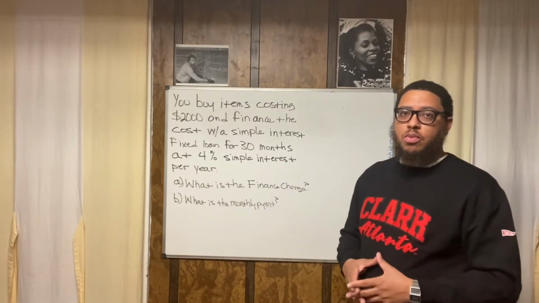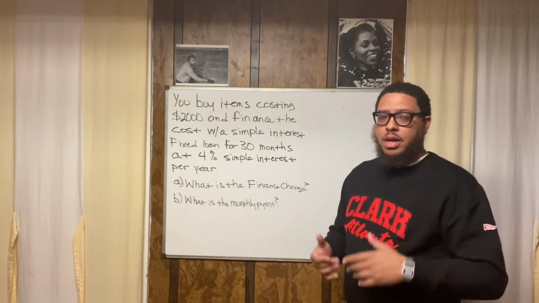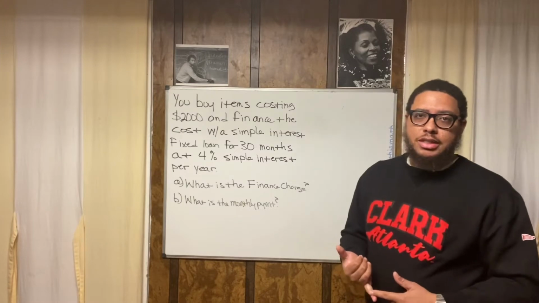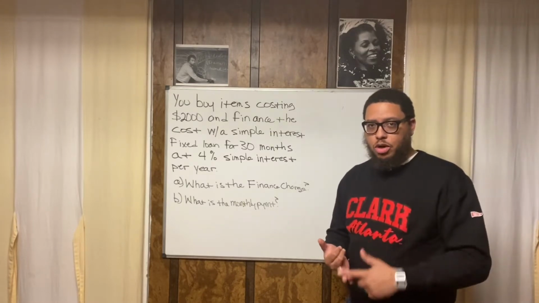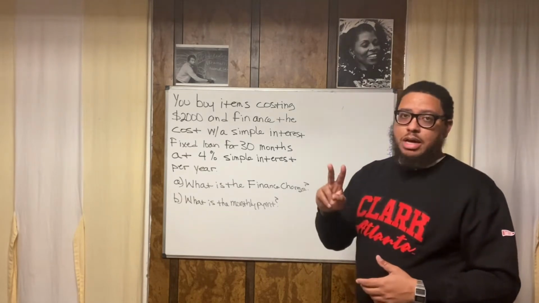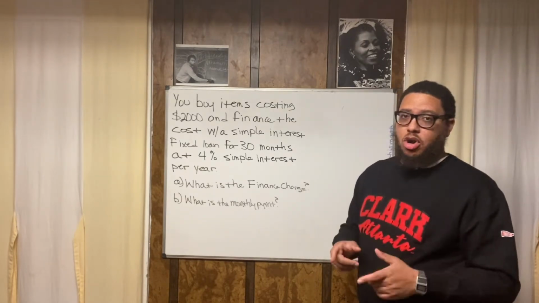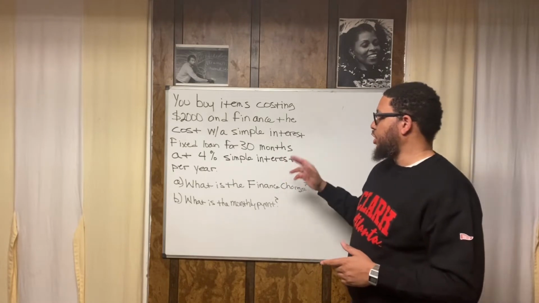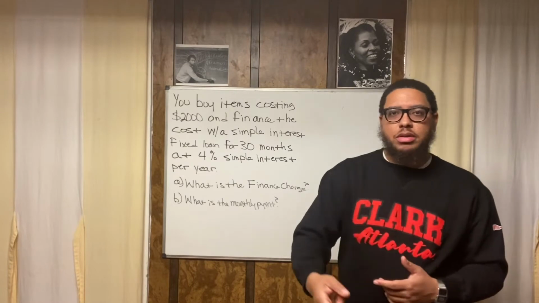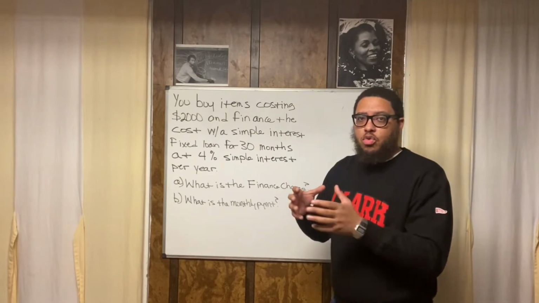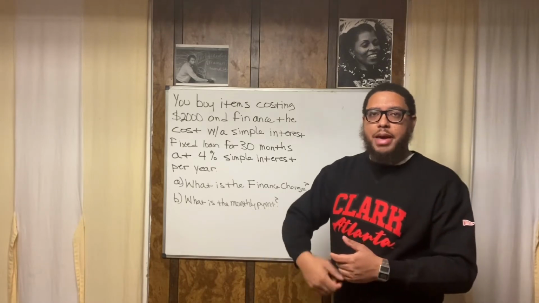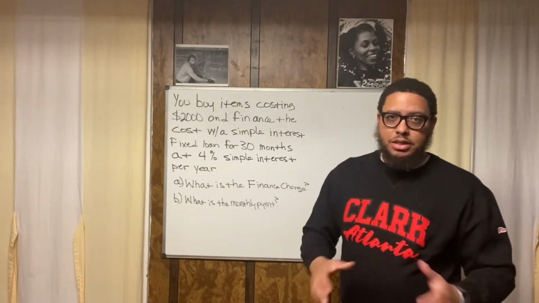So the first thing you do with a word problem is you want to read the word problem, understand what information you're being told in the word problem, and also definitely understand what you're being asked to do in the word problem. So let's read it. This says you buy items costing $2,000 and finance the cost, right? With a simple interest fixed loan. So let me stop right there. When you finance something, that means you're not paying up front. You're taking out a loan basically for all the items, and then you're going to pay the money back later or you're going to pay it back over time. That's what finance means, in case we don't know that.